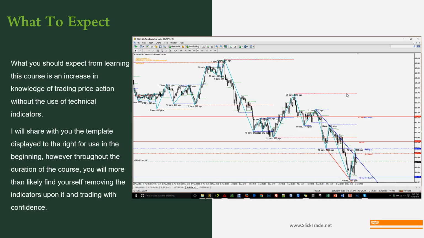What to expect from this Pure Price Action series? What you should expect from learning this course is an increase in knowledge of trading price action without the use of technical indicators. I will share with you the template displayed to the right for use in the beginning. However, throughout the duration of the course, you're more than likely going to find yourself removing indicators and trading with confidence, eventually a completely naked chart. And if you want to use the template, use the template. That's absolutely fine. But I really want to get you guys to understand the market, and understand what price is going to do based on past results.